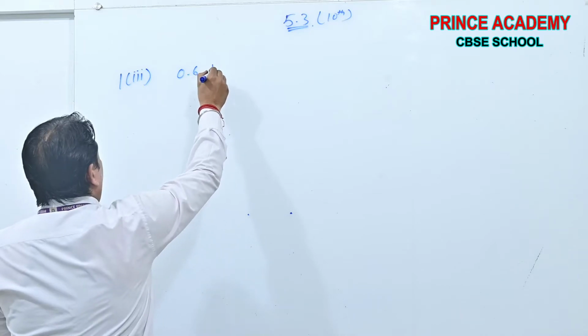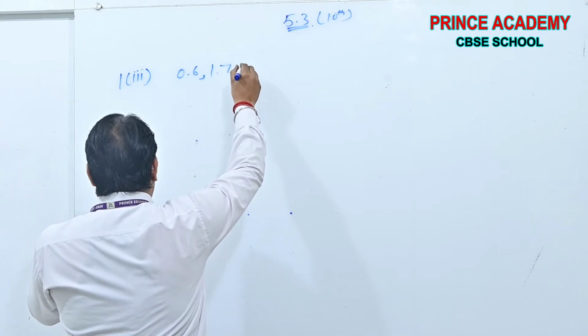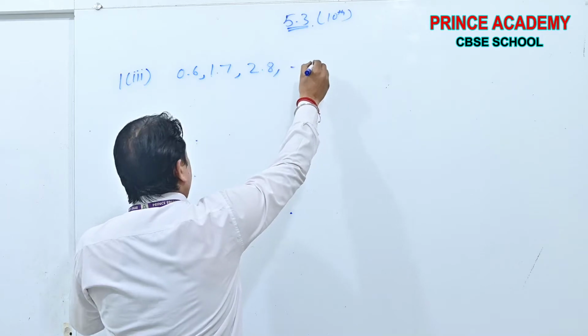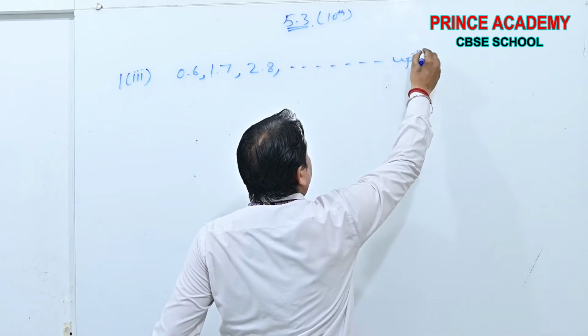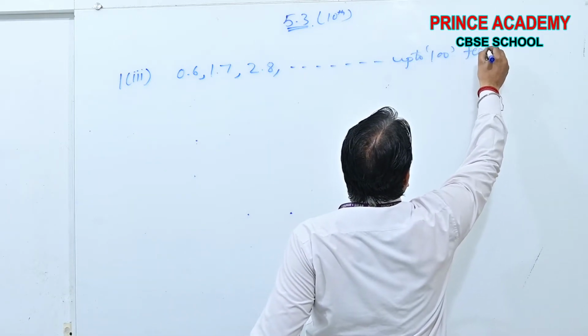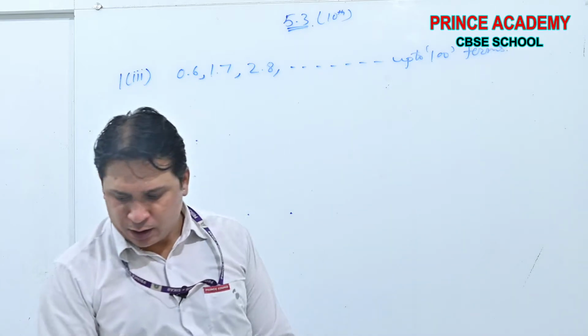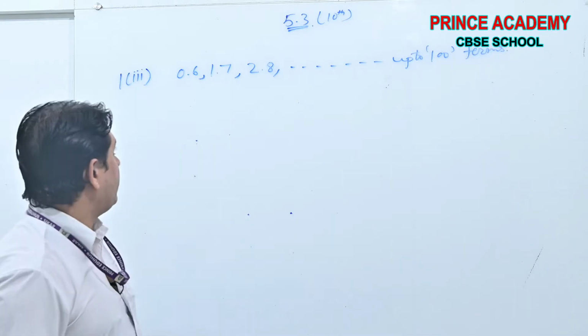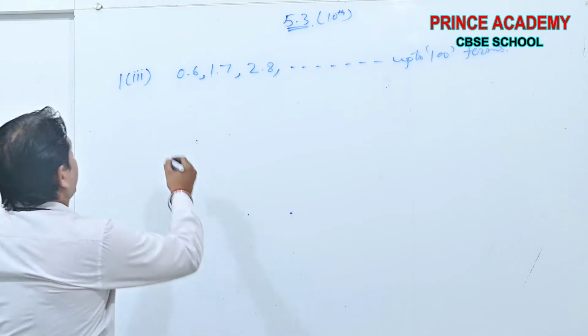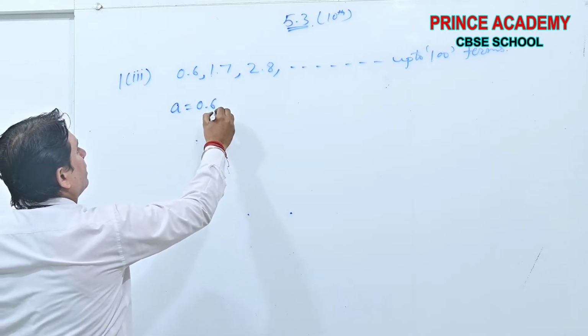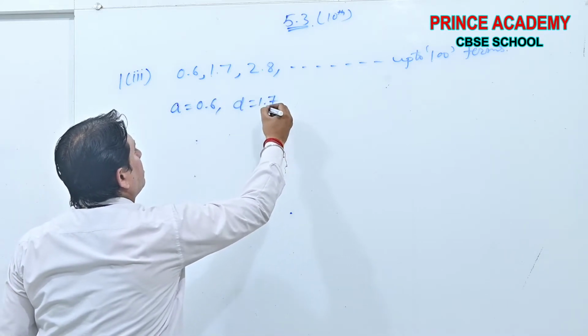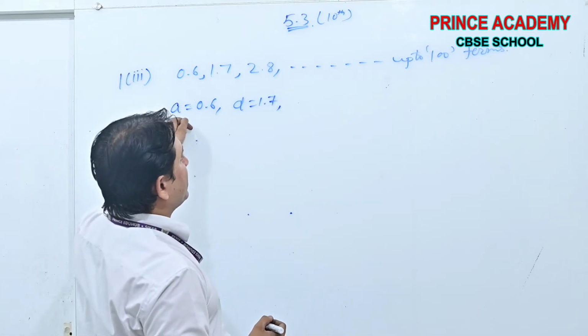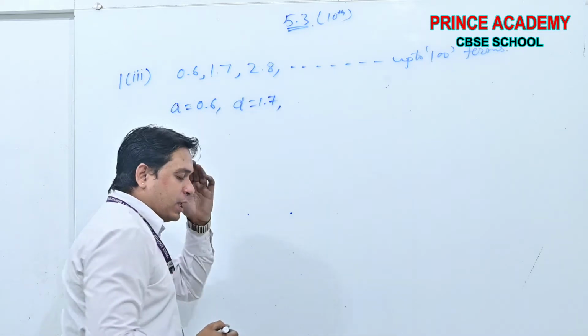The series is 0.6, 1.7, 2.8, up to 100 terms. Here A is 0.6, D is 1.7. Oh, sorry.